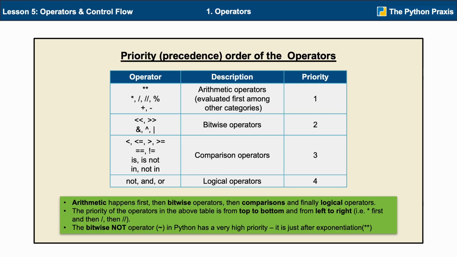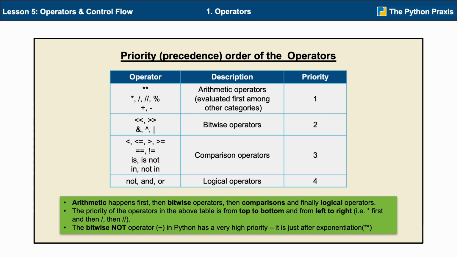Here's where things get interesting. What happens when you mix different operators in the same expression? That's where precedence comes in, the order Python follows. First come arithmetic operators, then bitwise operators, then comparison operators, and finally come the logical operators. Within the arithmetic operators, exponentiation happens first, then multiplication and division, then addition and subtraction. The priority of the operators as depicted in this table is from top to bottom and from left to right.